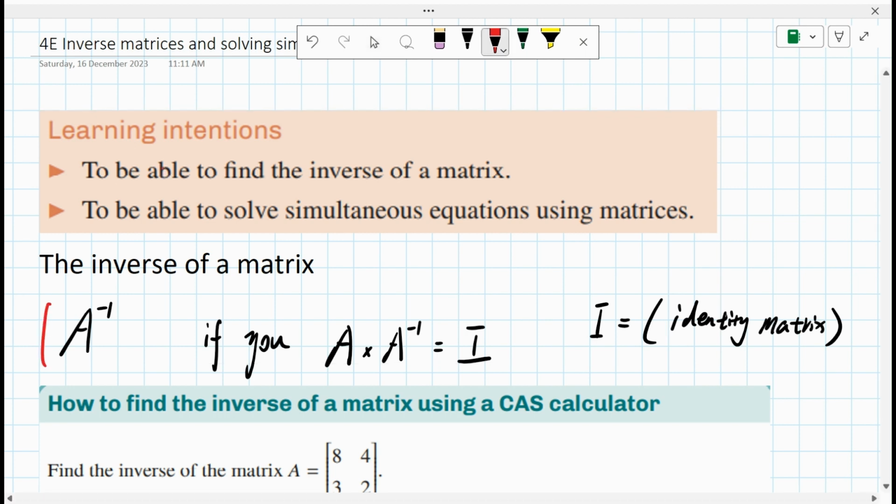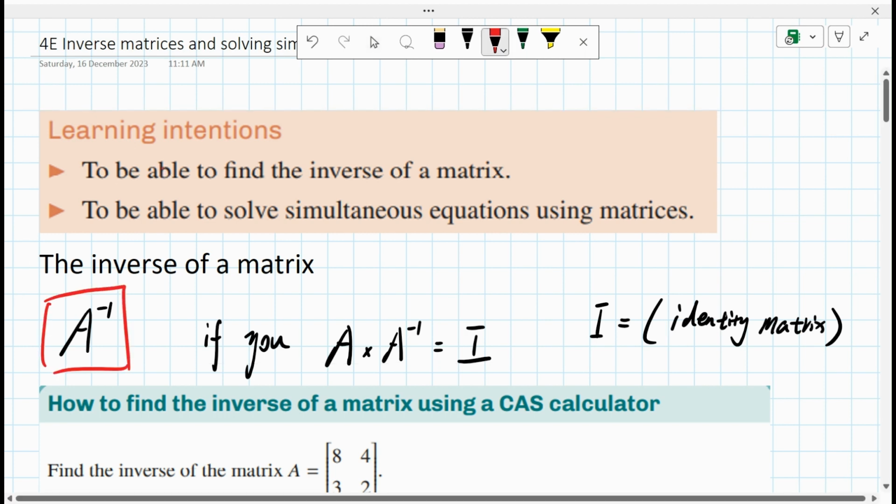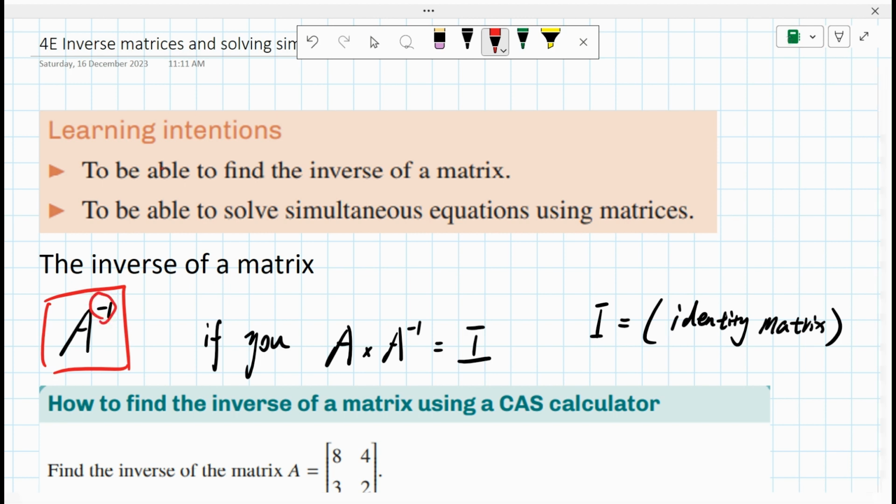If you write A to the power of -1, the -1 means inverse. If you multiply an original matrix times its inverse matrix, that equals the identity matrix, which has 1s on the diagonal and 0s everywhere else. That's what an identity matrix looks like.